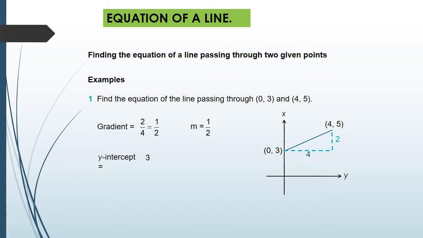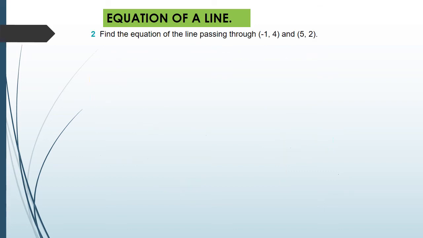Then the next step is to find our y-intercept. The y-intercept is the point where x is equal to 0. From the first coordinate given, where x is 0, y is 3. That means our y-intercept is 3. Knowing our m and c, we substitute into the general equation of a straight line. y equals m, in this case a half, and c is 3. So we have y equals half x plus 3.